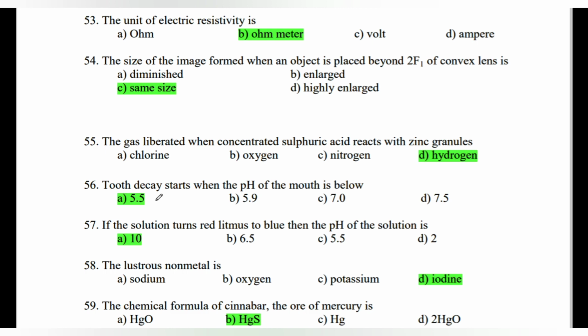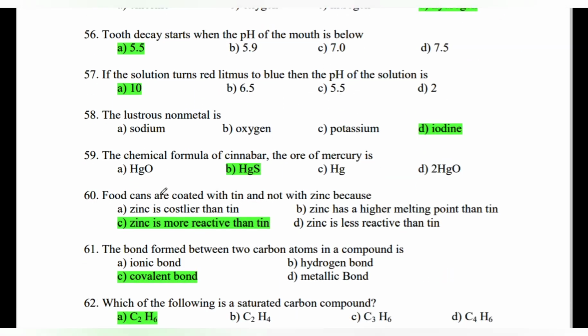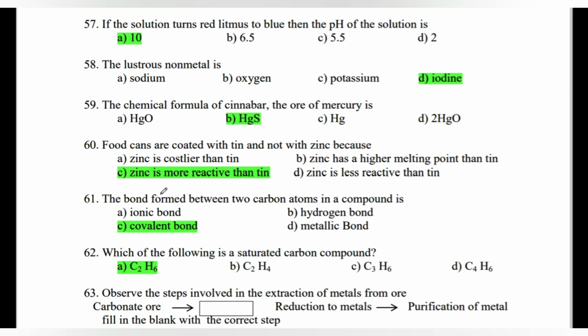Question number 59. The chemical formula of cinnabar, the ore of mercury, is, the correct answer is option B, HgS. That is cinnabar. Food cans are coated with tin, not with zinc, because zinc is more reactive than tin, therefore it can react with the food, therefore zinc is not used, whereas tin is used to coat the food cans. The bond formed between two carbon atoms in a compound is covalent bond.